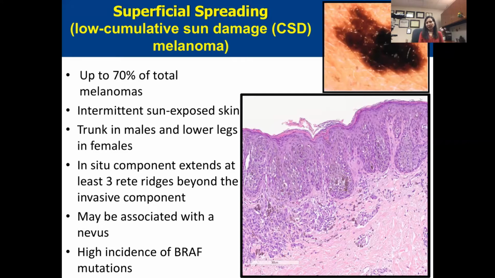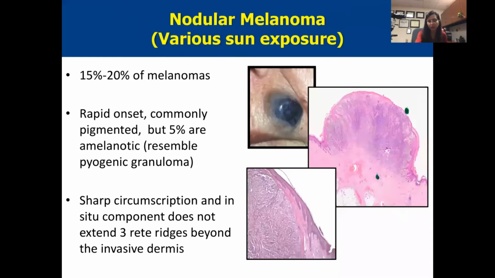This type is mostly associated with, it can be frequently associated with persistent nevus, and it shows a high incidence of BRAF mutation. That's an important parameter because that will help determine the patient's eligibility for anti-BRAF therapy, right?